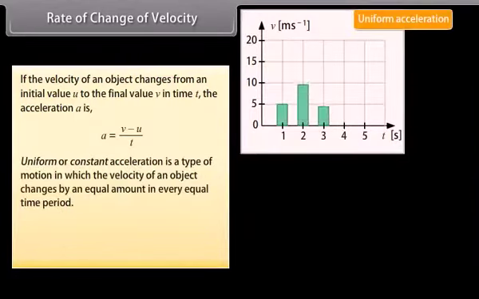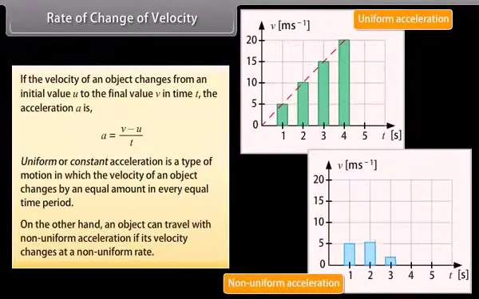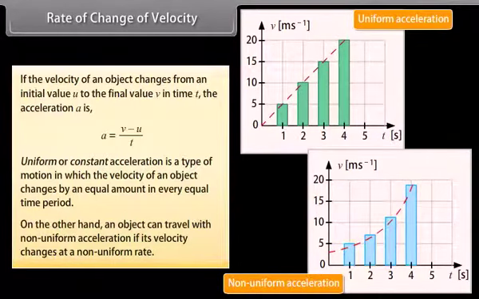Uniform or constant acceleration is a type of motion in which the velocity of an object changes by an equal amount in every equal time period. On the other hand, an object can travel with non-uniform acceleration if its velocity changes at a non-uniform rate.